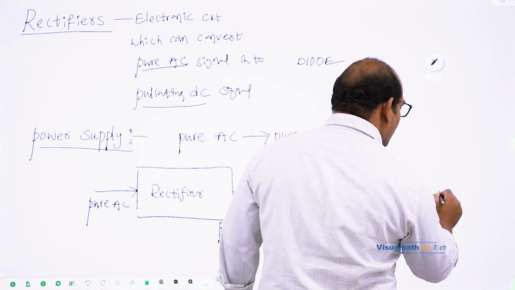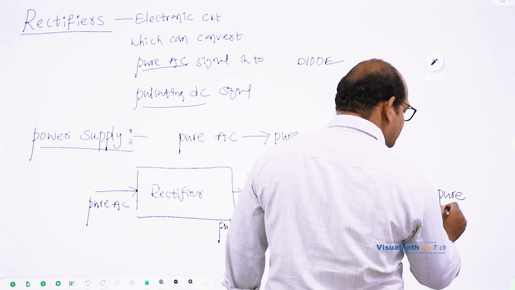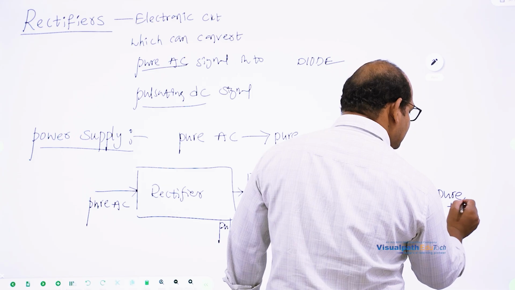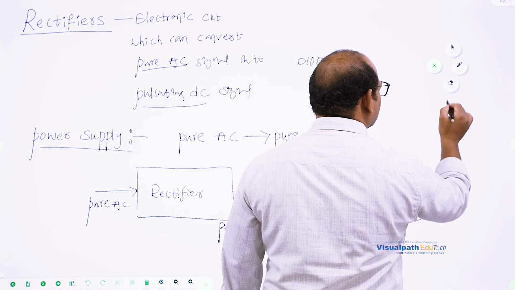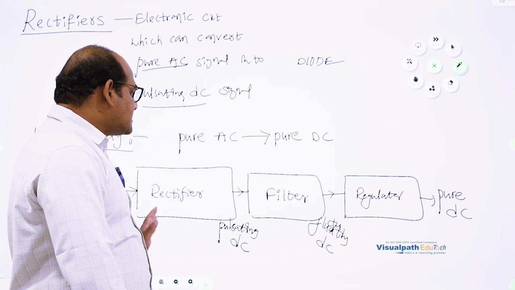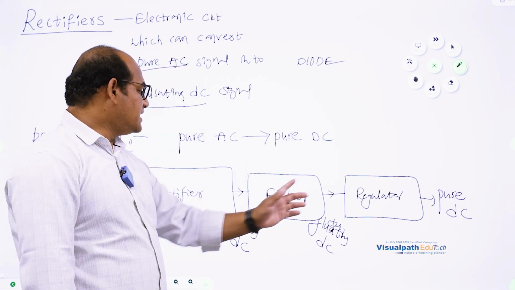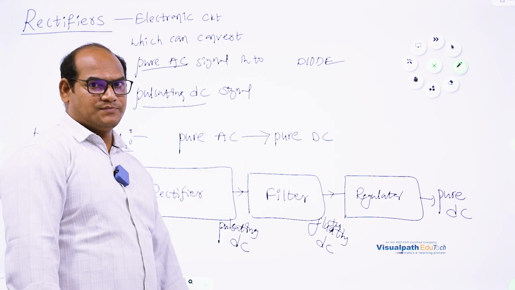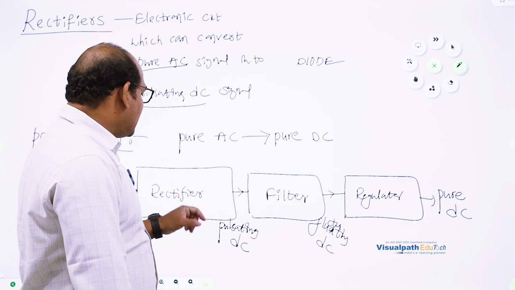Here we will get pure DC signal. So pure AC will be converted into pure DC by using all these blocks. Our concept is about the rectifier.